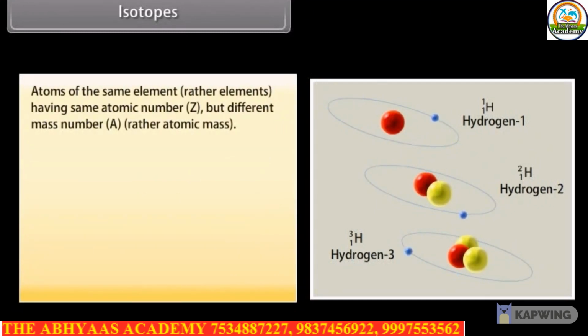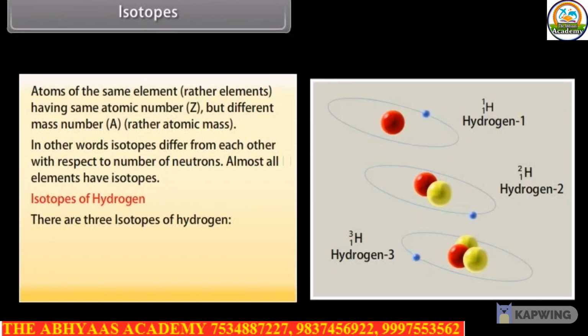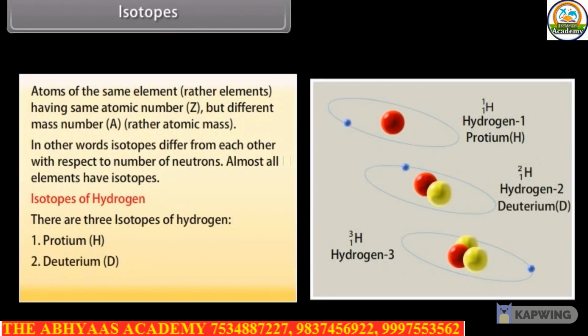Atoms of the same element, rather elements having the same atomic number Z but different mass number A, rather atomic mass. In other words, isotopes differ from each other with respect to number of neutrons. Almost all elements have isotopes. Isotopes of hydrogen. There are 3 isotopes of hydrogen: 1. Protium. 2. Deuterium. 3. Tritium.